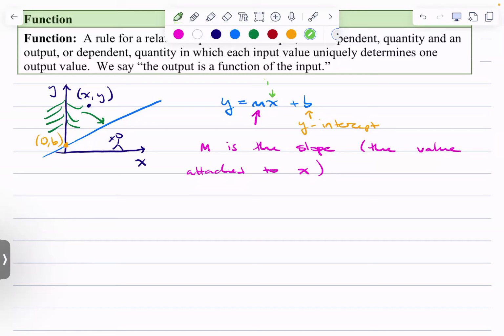X is my input, and once I put it in, I manipulate it with the slope and the y-intercept, right? That's my function, okay? Then I get this output of y. And so in general, we put our input on the x-axis and our output goes on the y-axis, okay? If we're graphing it.